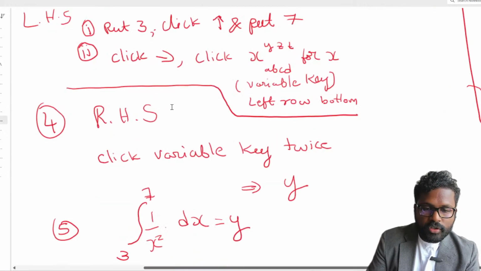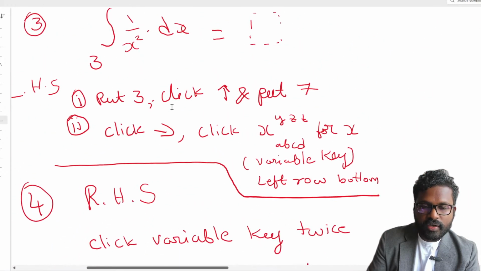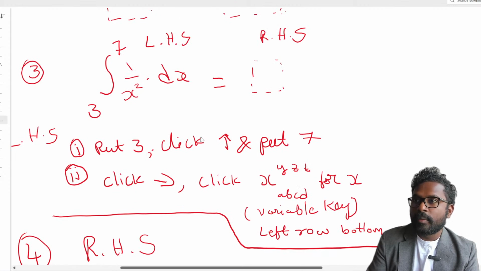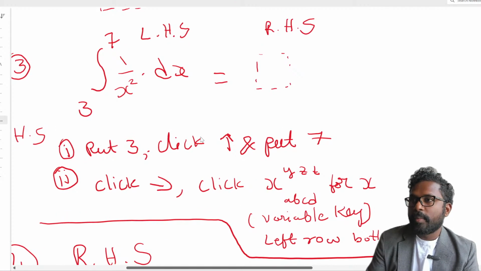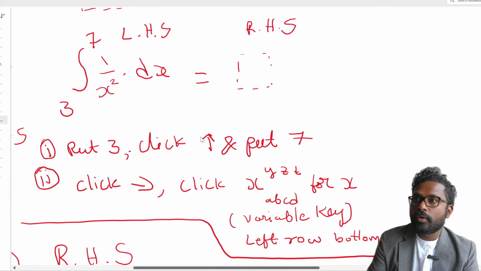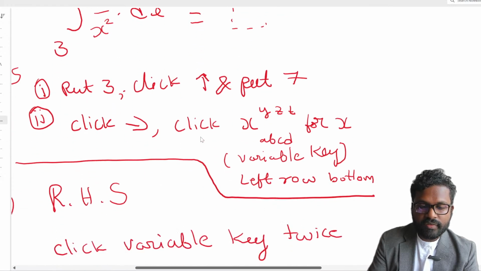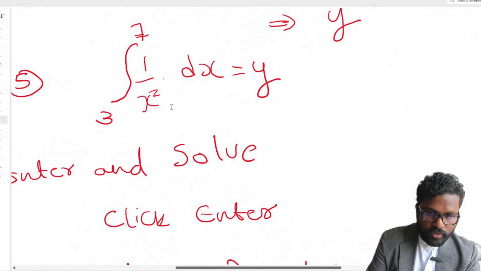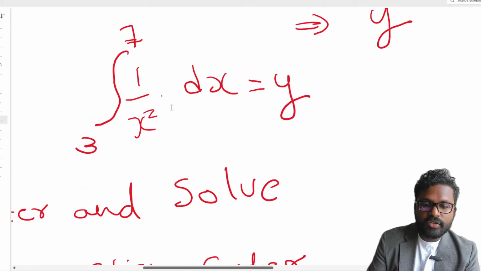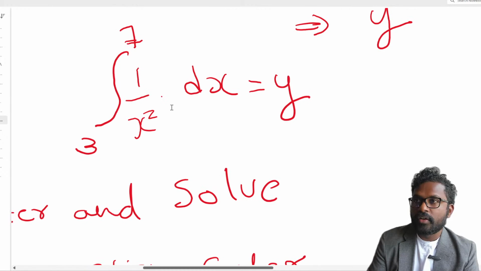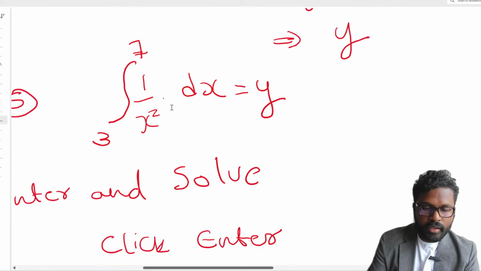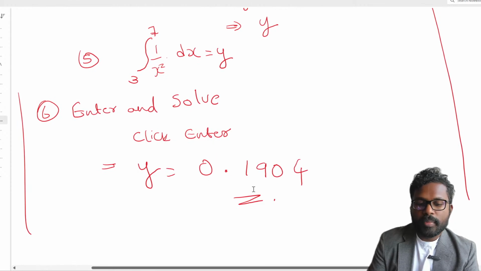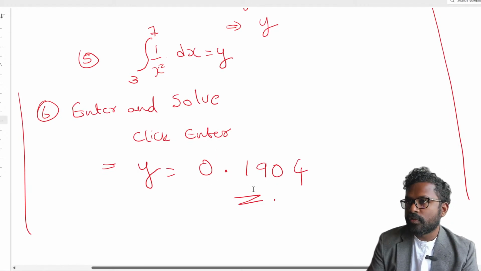So I also wrote the steps in case anybody is wondering how exactly they have to put in each individual element. I'm not going to dive deep because I'm assuming at this point in your college you already know how to use all the calculators and stuff. So this is how your calculator equation should be looking like, guys. Integral of 3 to 7 1 by x squared dx is equal to y. And just click enter and solve, click enter, and you should be able to get y is equal to 0.1904.